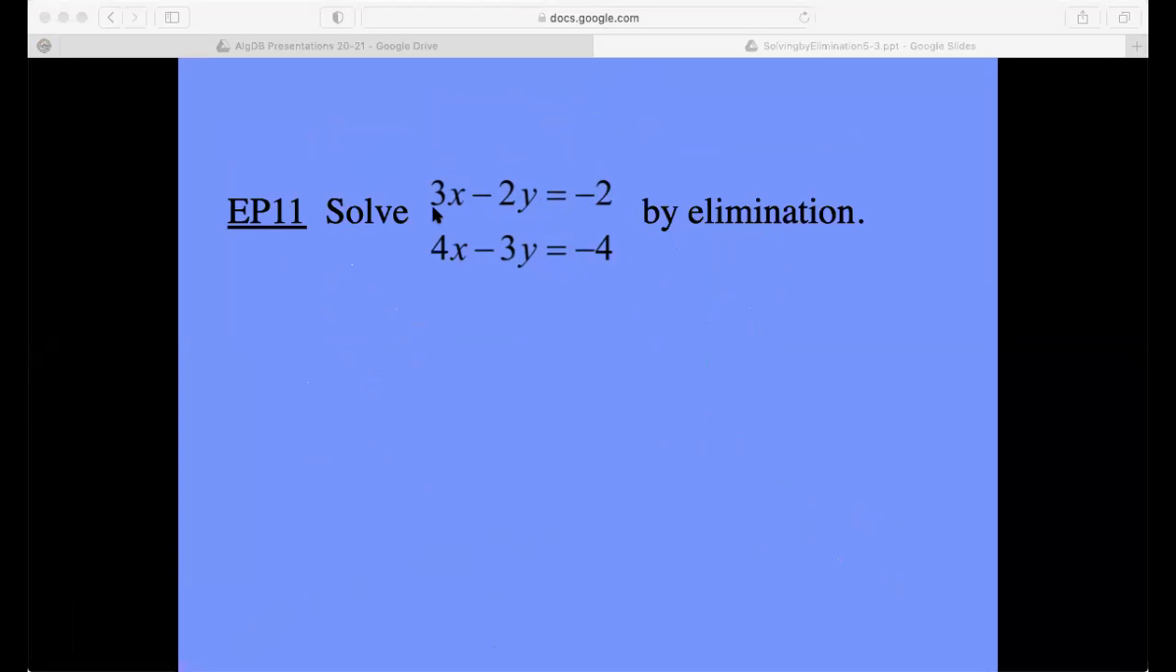All right, so if I look, I have 3x and 4x, not opposites. I have negative 2y and negative 3y, not opposites. So I can either choose a number that both 3 and 4 go into, like 12, or choose a number that 2 and 3 go into, like 6, and get one of the variables to cancel, either x or y. So I'm going to go ahead and try to eliminate my y's. So I know that 2 and 3 both go into 6 evenly.